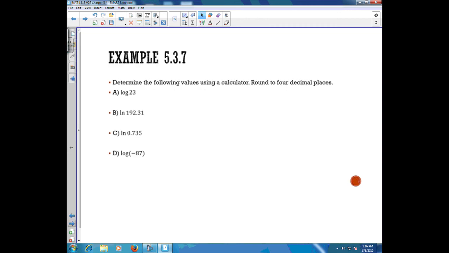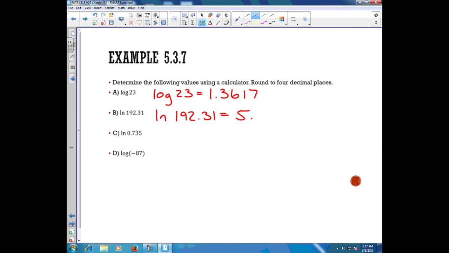So we want to determine the following values using a calculator, and then we're just going to round to 4 decimal places. So the log of 23, you should get log 23 is equal to 1.3617. The natural log of 192.31, you should get 5.2591.